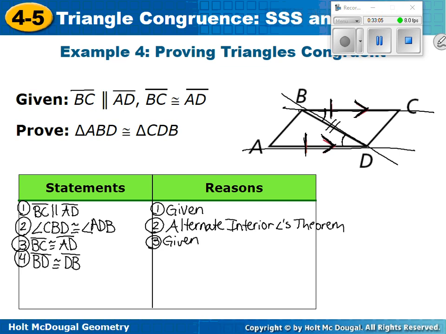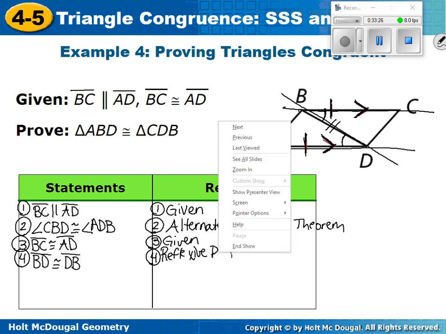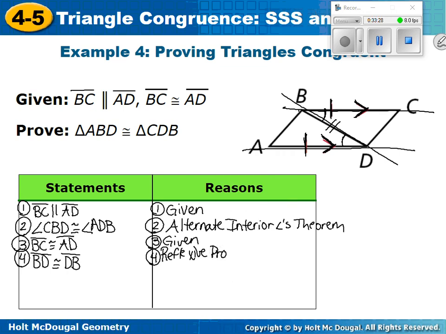And again, you're looking to see, where do the angles match up? If angle B lands on angle B, then you keep it the same. If angle B lands on angle D, then you have to flip it. Does that make sense? Okay, so what's my reason for that again? Reflexive property of congruence.